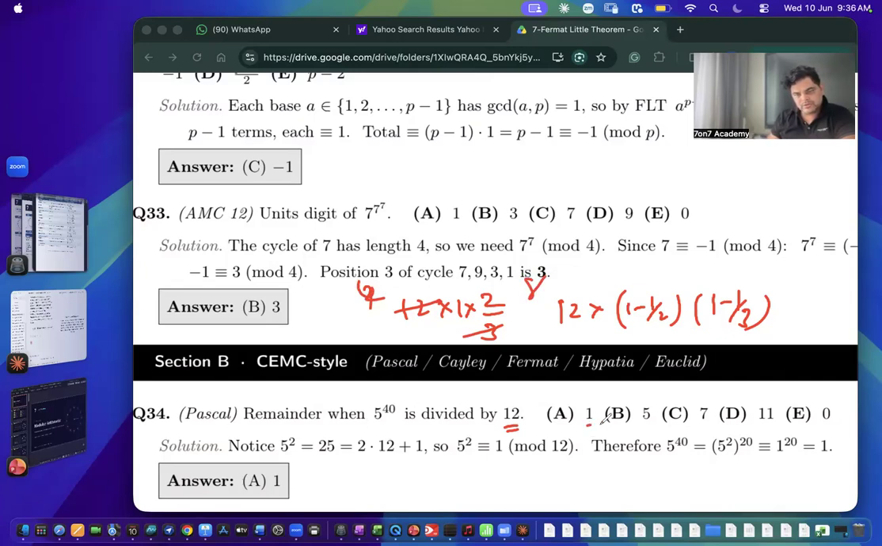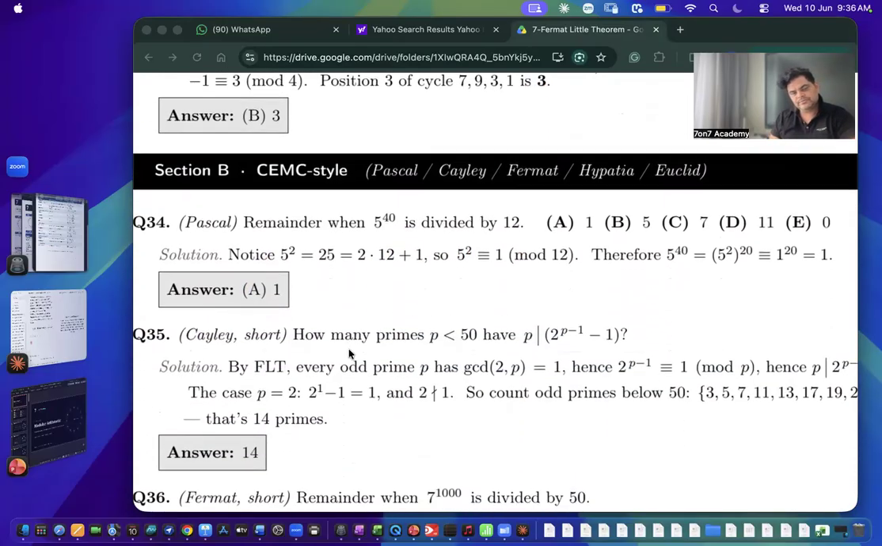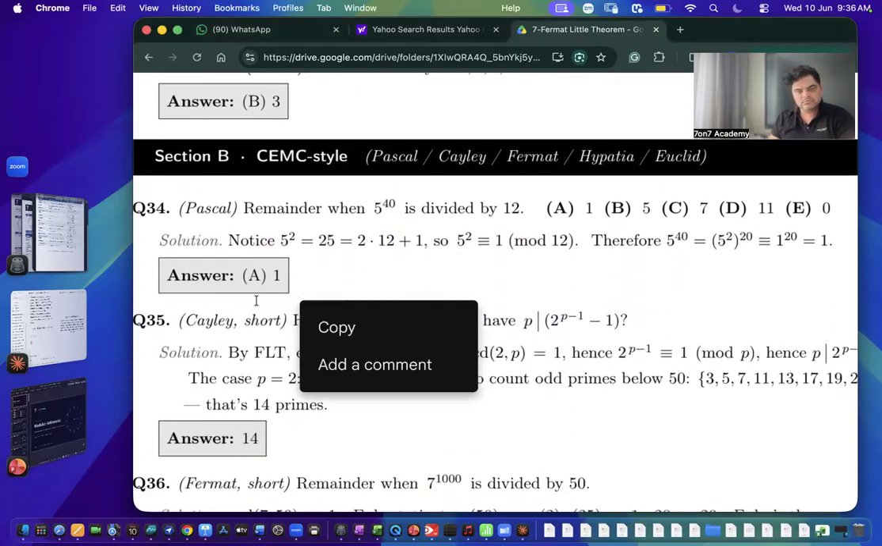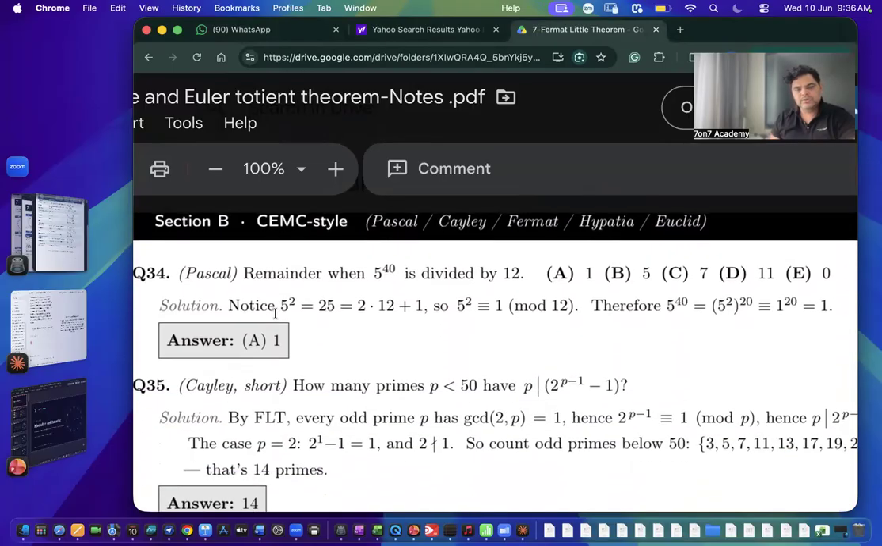So answer होगा 1. Because 5 raised to 8, 5 raised to 8, and this keeps going on. ठीक है? Mod 12. So this all will give 1. So answer is going to be 1. ये वाले का आंसर क्या है?